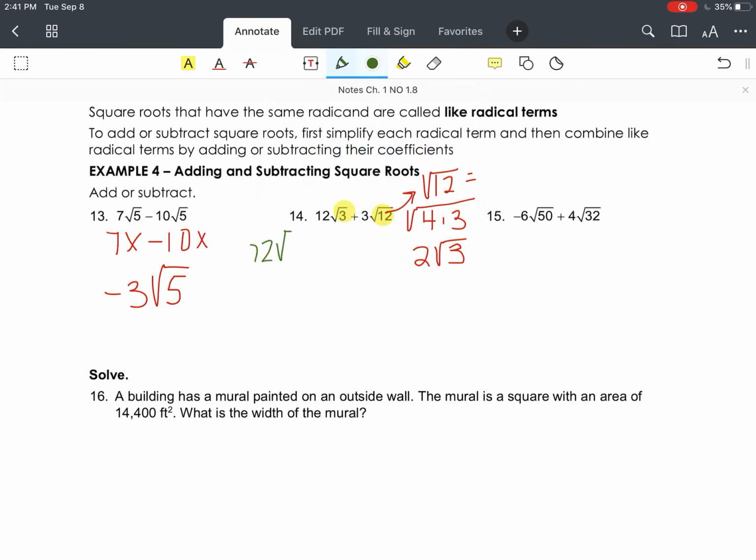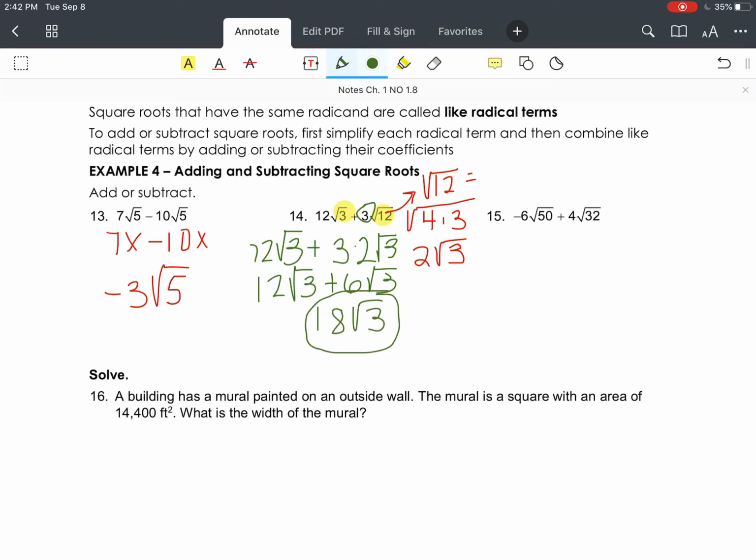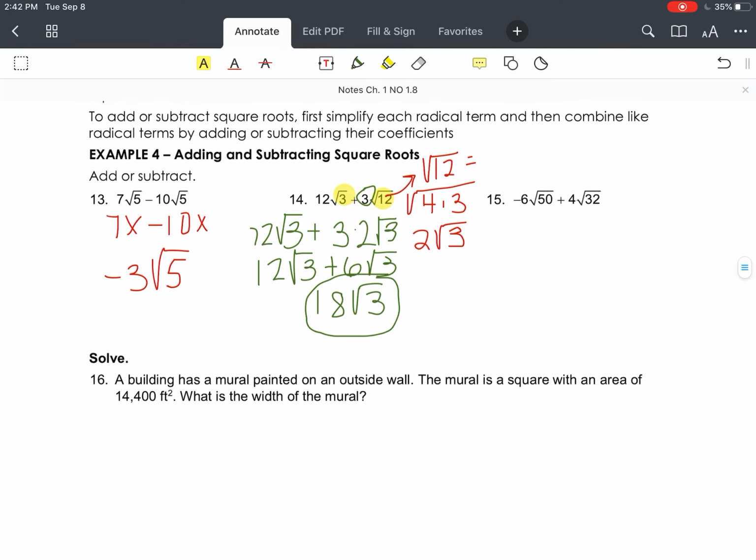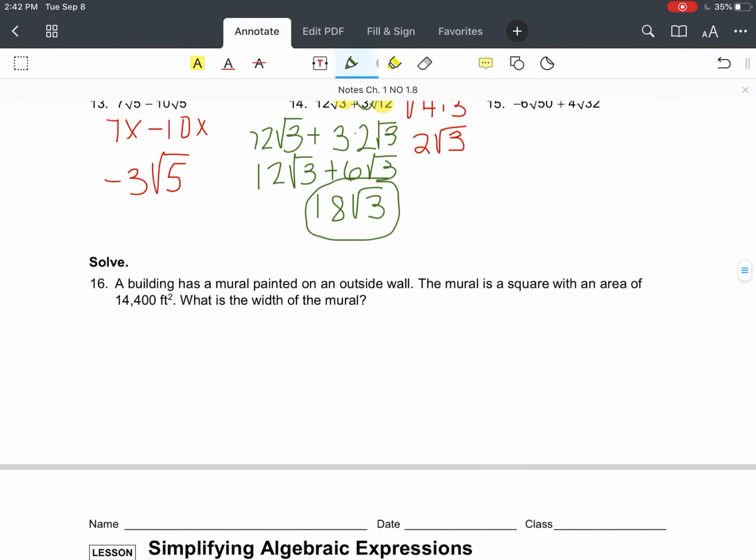So I'm going to have my 12 root 3, first part of my expression, plus 3 times 2 root 3. 2 times 3 is 6, so I get 6 root 3 and 12 root 3. Well, 12 root 3 plus 6 root 3 will give me 18 root 3 as my final answer. So we got the same radical for both, so we could add them together. Pause the video, try number 15. You should be able to get the same radical when you simplify both the root 50 and the root 32.